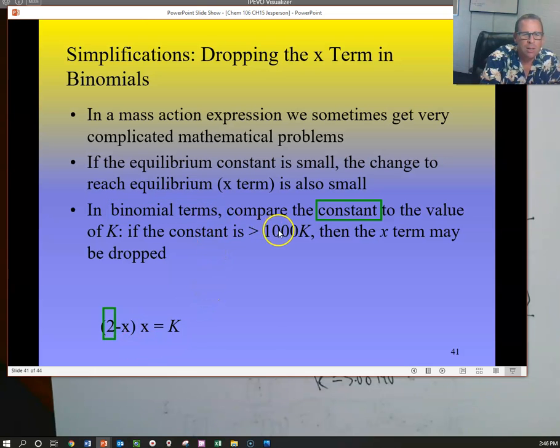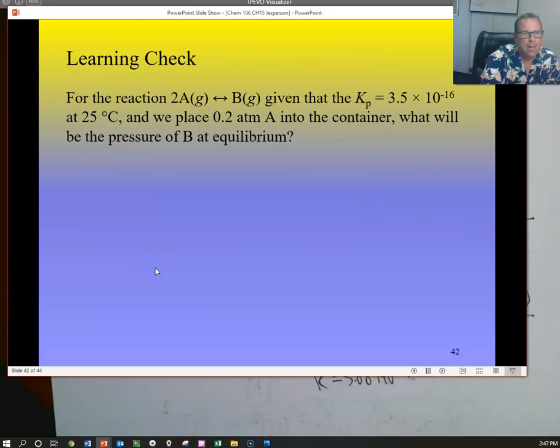And usually it's when the value of the k is about 3 orders of magnitude smaller than the constant that we're subtracting from, that the shift is taking the value from. So if this value is 2, for example, but my k value is 1 times 10 to the minus 7, then the shift is going to be very small relative to the concentration of the constant. So let's look at an example.